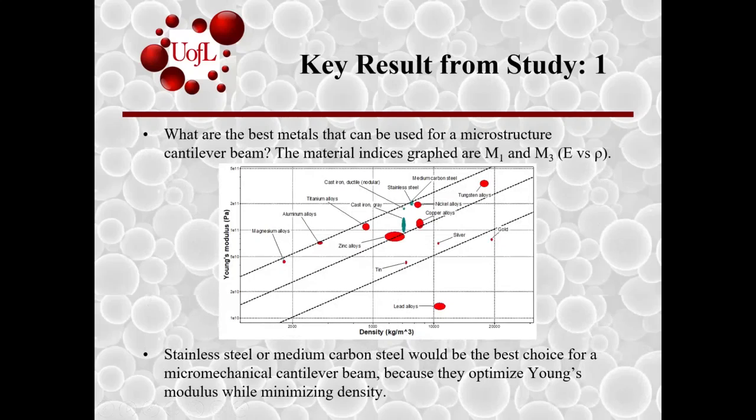So what are the best metals that can be used for a microstructure cantilever beam? Here the material indices are graphed, and that's M1 and M3, so that is Young's modulus versus density. So from this graph, you can determine that stainless steel or medium carbon steel would be the best choice for a micromechanical cantilever beam because they optimize Young's modulus while minimizing density.